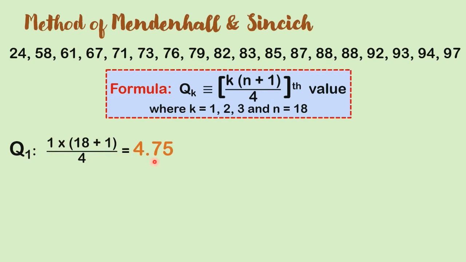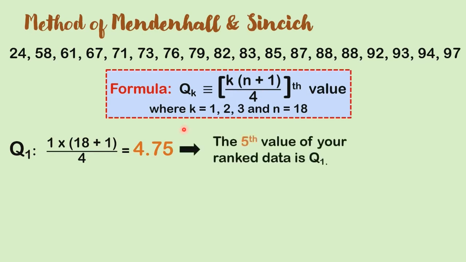And this one is not a whole number. Okay, so we round off. Actually, we round up. So yung 4.75, ang i-consider natin ay 5. Okay, so what do we mean by that? The fifth value of our ranked data is our Q sub 1. So bilang kayo dito, first, second, third, fourth, fifth. Okay? So Q sub 1 is equal to 71. Alright? Okay, let's move on to Q sub 2.